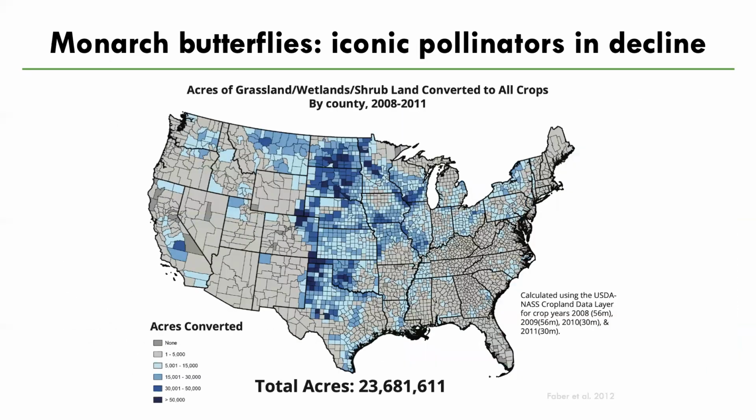Unfortunately, as I mentioned, the species is declining, and it's thought that this might be, at least in large part, due to habitat losses. For instance, here is a graph of habitat lost to agriculture over a 4-year period, and you can see that there are thousands of acres of habitat being lost throughout the Midwest, which is an important source of monarch butterflies.